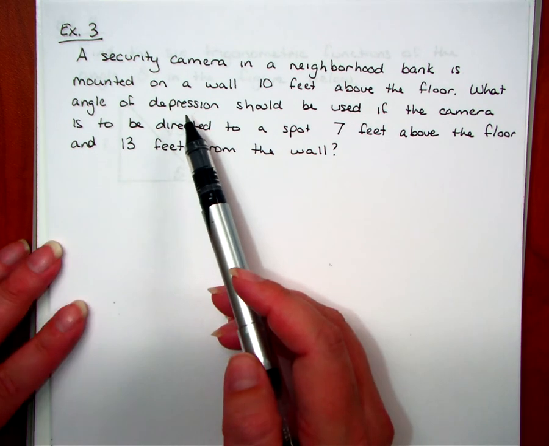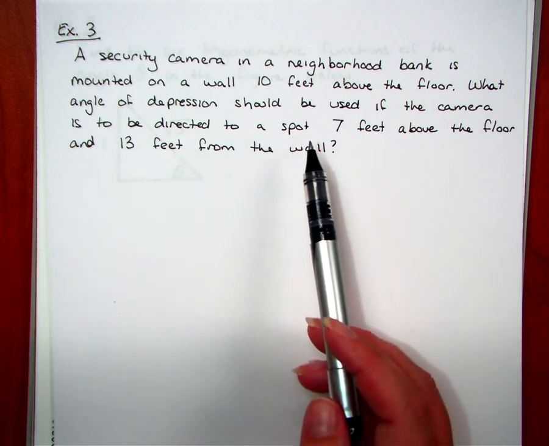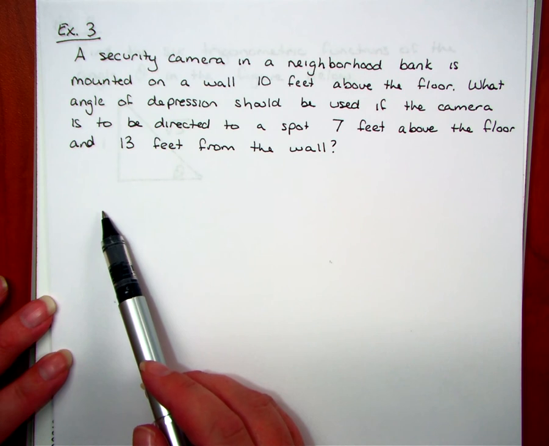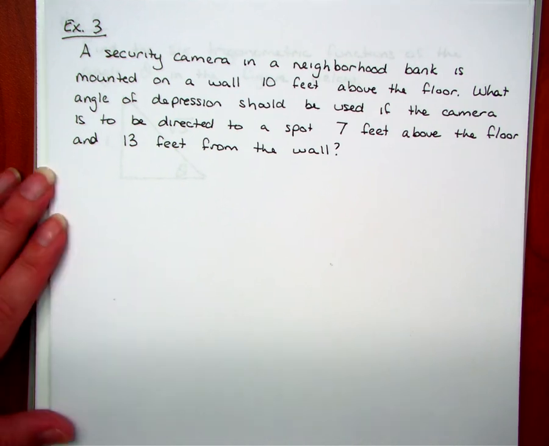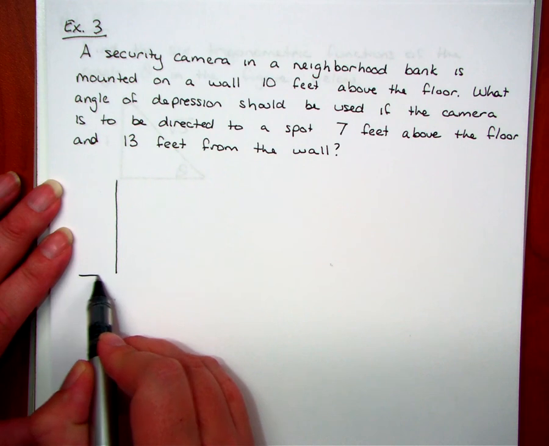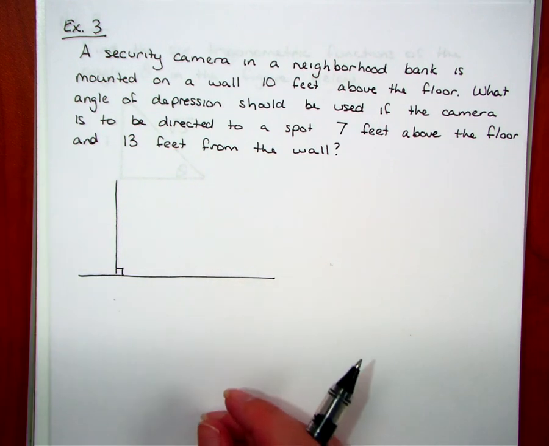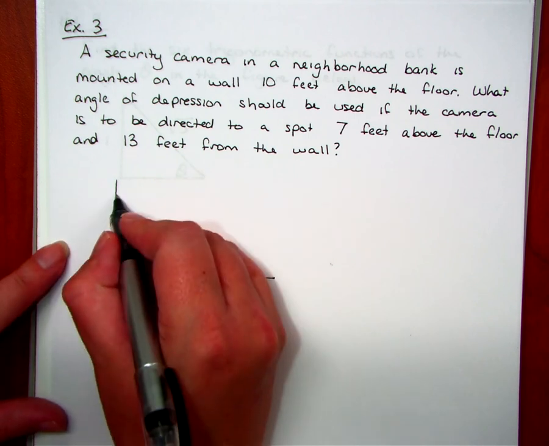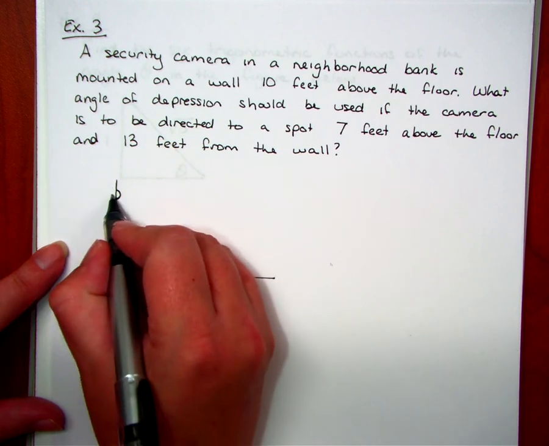We're looking for the angle of depression this time. If we're to direct the camera to a spot 7 feet above the floor, from the camera down to our spot, it needs to go down 3 feet. So that's why we're using that angle of depression. So I'm going to draw a crude drawing here. Here's my wall. Here's my floor, which creates this nice 90-degree angle. Here's my security camera on the wall, and that security camera is 10 feet up.